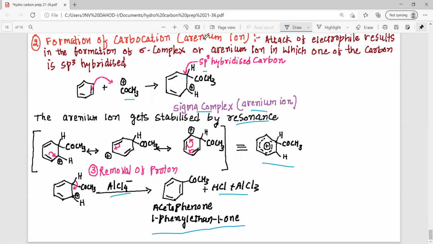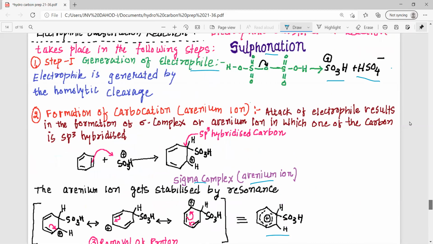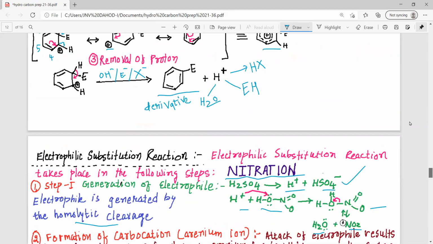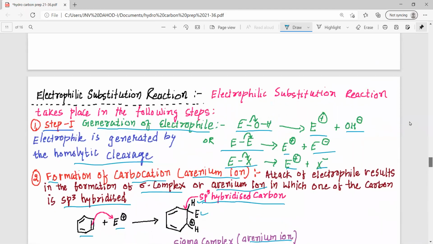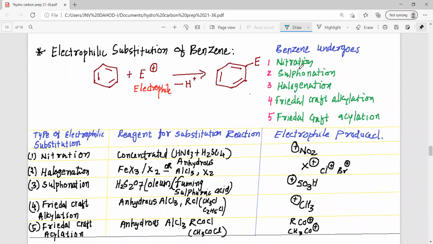So now, my dear students, I hope that you have understood everything about the electrophilic substitution reaction. We have seen the various substitution reactions with their mechanism. You should know that we have various substitution reactions that take place on benzene, and these various substitution reactions that we have seen were the nitration, sulfonation, halogenation, Friedel-Crafts alkylation, and Friedel-Crafts acylation.